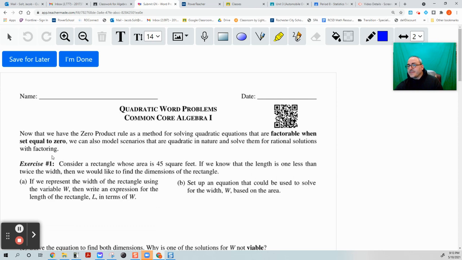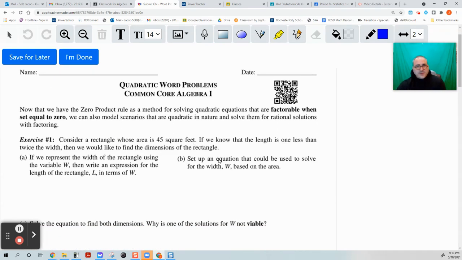It looks like you've been looking at the zero product rule as a method for solving quadratic equations that are factorable when set equal to zero. We can also model scenarios that are quadratic in nature and solve them for rational solutions with factoring. So we're going to demonstrate some of that right now. Exercise 1. Consider a rectangle whose area is 45 feet.